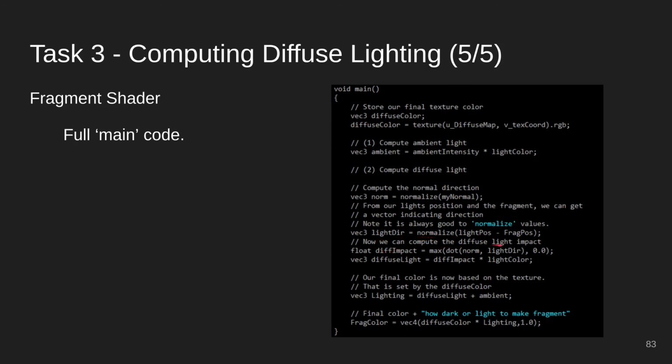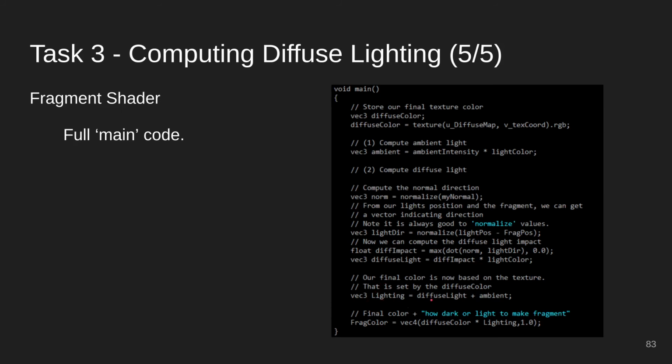Then we compute the diffuse light impact by taking the dot product of our normal and the light direction. Our normal is where our normals are coming from, and the light direction is what we just figured out, where the light is coming from relative to my fragment. We don't want this to be less than 0, so here's another handy max function. Then we compute the diffuse light by saying, what's the impact of the light, going back to our Lambert shading strategy of how much of that light is facing a surface, and then times our light color. And then we put it all together.